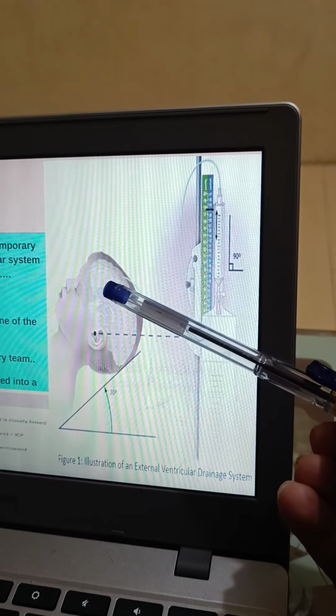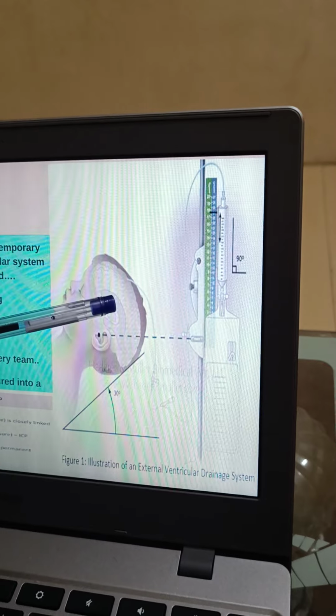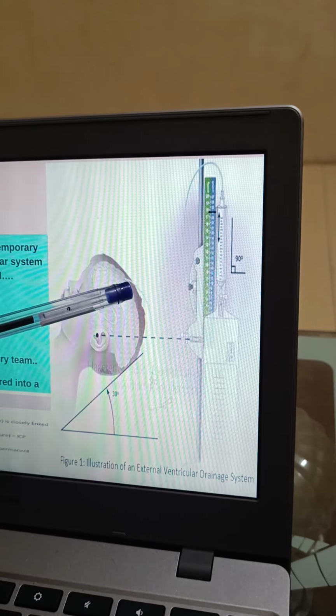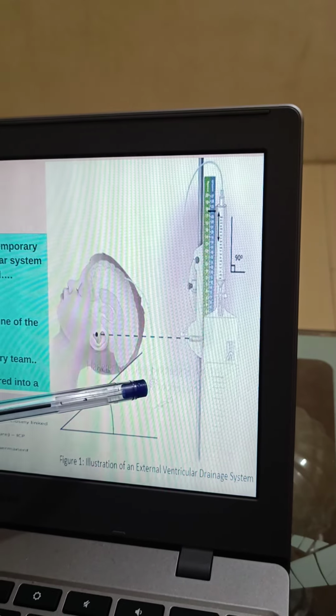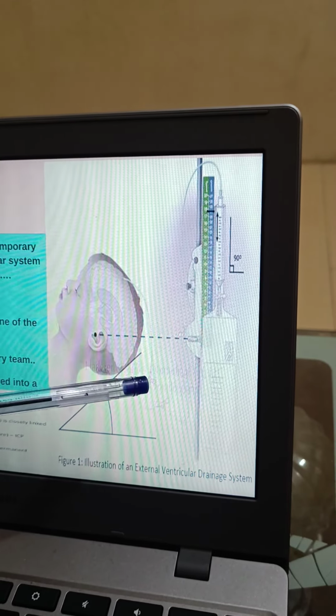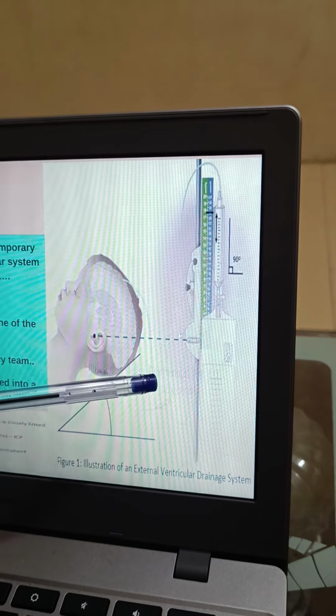Here you can see the line. Here they inserted it, and a butterfly-like suture will be there. Here there are two stopcocks for sampling purposes. This is the patient portion.